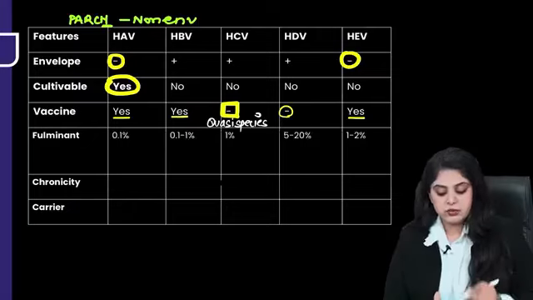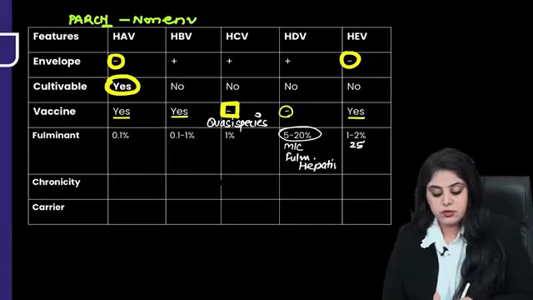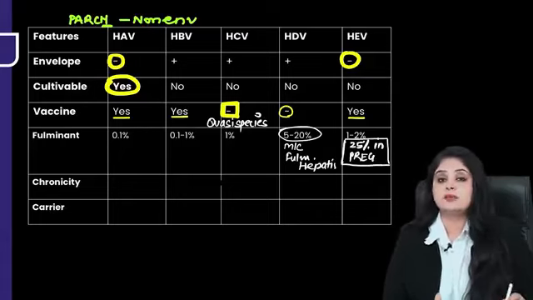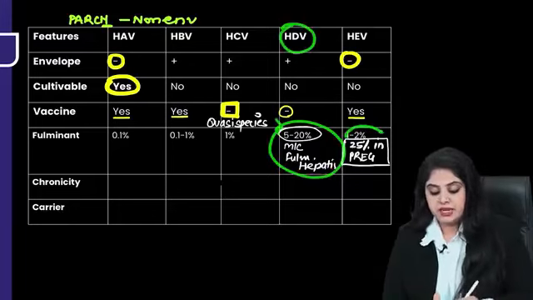Talking about fulminant hepatitis, the most common cause of fulminant hepatitis overall is going to be hepatitis D. And if I change the question, which is the most common cause of fulminant hepatitis in pregnancy, then 20 to 25% chances in pregnancy is hepatitis E. So overall it is going to be hepatitis D. But if pregnancy is asked, that is hepatitis E.